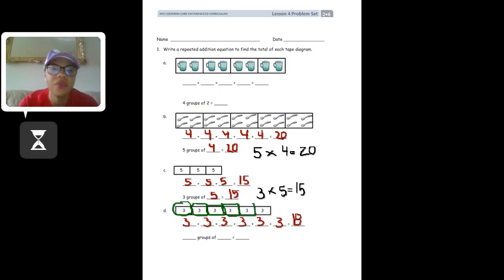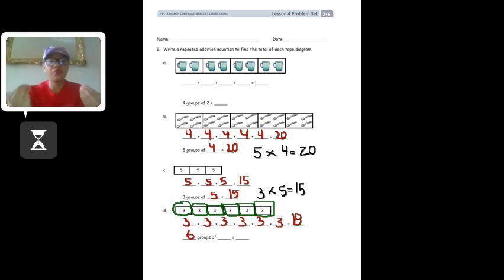And just like I said earlier, I'm going to show you how this relates to multiplication that you're going to learn later in 3rd grade. And that's saying the same thing as 6 groups of 3 is the same thing as 6 times 3 equals a total of 18. Good job, boys and girls, for learning this first page.